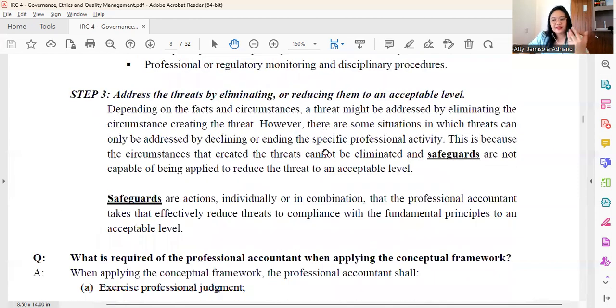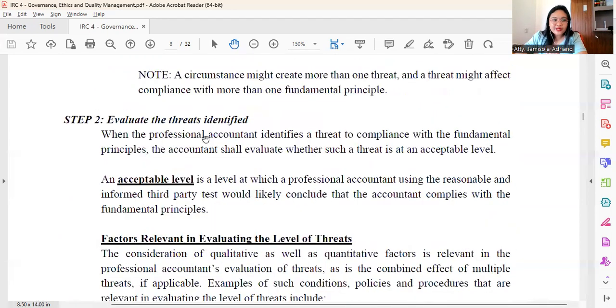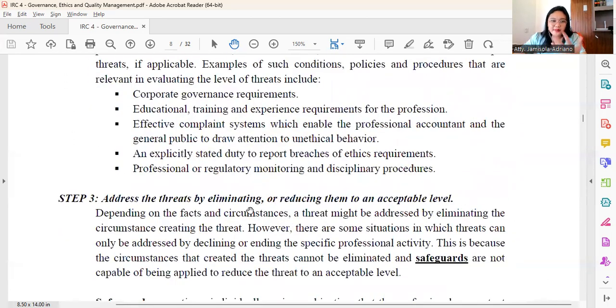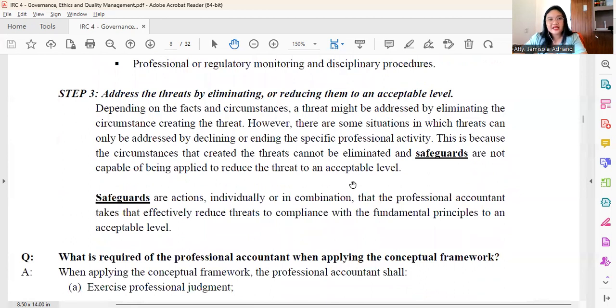Okay, so once you have evaluated the gravity of the threat, you now want to address the threat either by eliminating or reducing them to an acceptable level. So for example, after evaluating the threat, you found out that the threat is not yet at an acceptable level because the threat is so grave. The intensity is so much. So what you would want to do is either to eliminate the threat or to reduce them to an acceptable level. So depending on the facts and circumstances, a threat might be addressed by eliminating the circumstance creating the threat. So eliminate meaning erase it, disassociate from it.